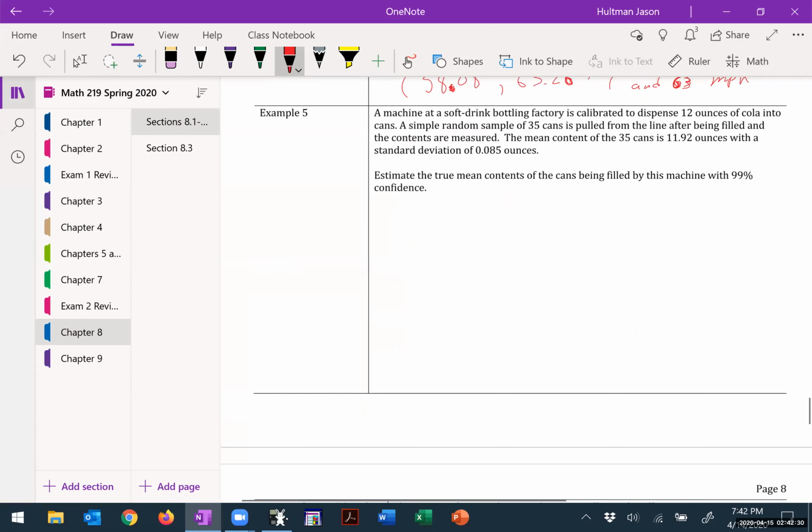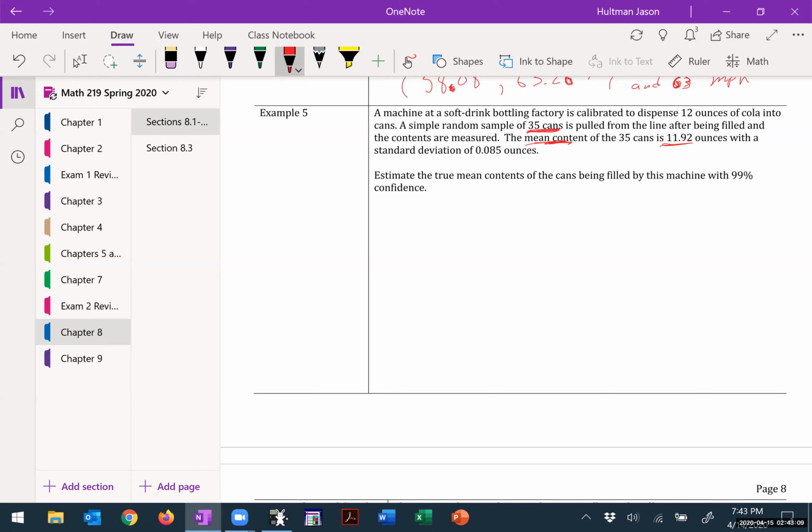Okay. Example 5, we're going to cheat, because the calculator will actually give you the interval if you just plug in the parameters. Okay, so let's look at this one. A machine at a soft drink bottling company is calibrated to dispense 12 ounces of cola into cans. A simple random sample of 35 cans is pulled from a line after being filled and its contents are measured. The mean content of the 35 cans is 11.95.